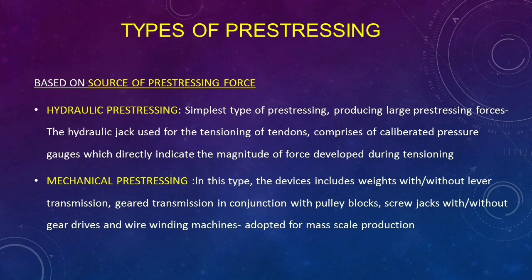Moving on to our topic, types of pre-stressing. Based on the source of pre-stressing or the method by which pre-stressing is generated, there are 4 types. First one is hydraulic pre-stressing. In this type, hydraulic jack is used for tensioning of tendons. Second one is the mechanical pre-stressing. In this type, pre-stressing is done with the help of machines.